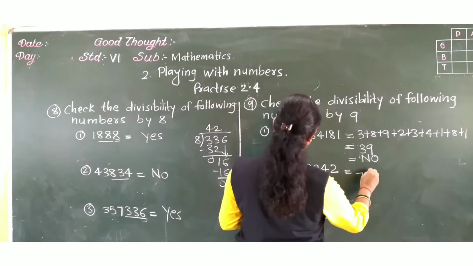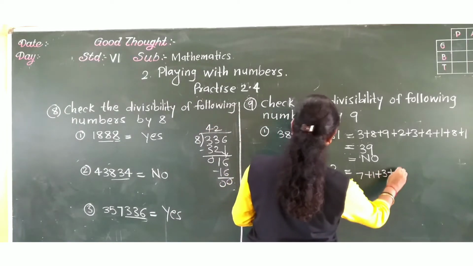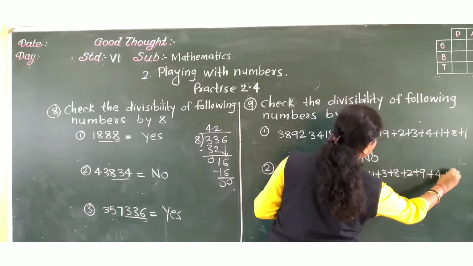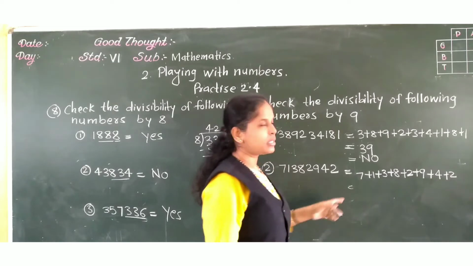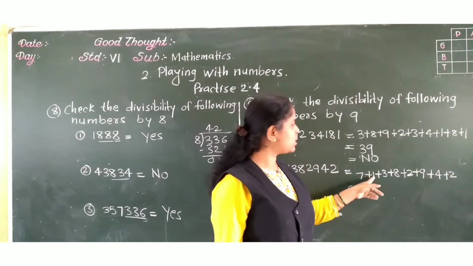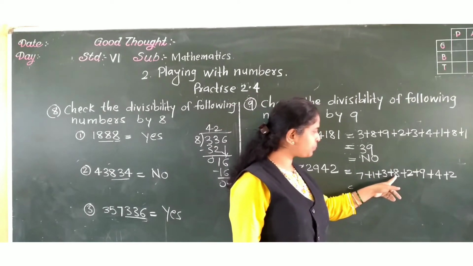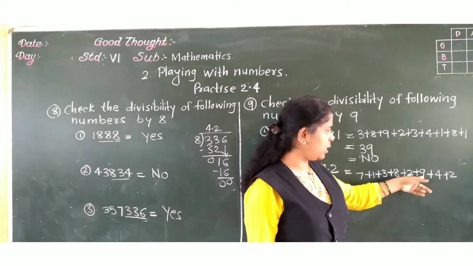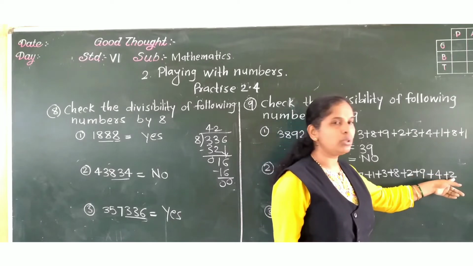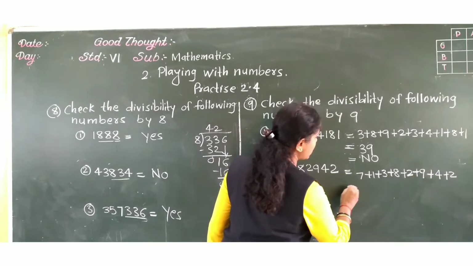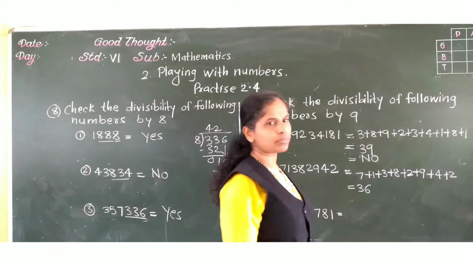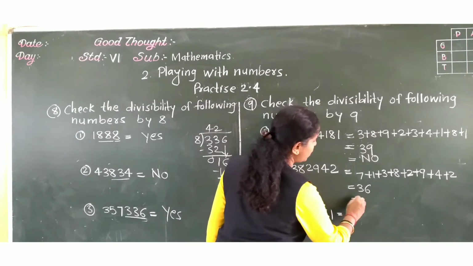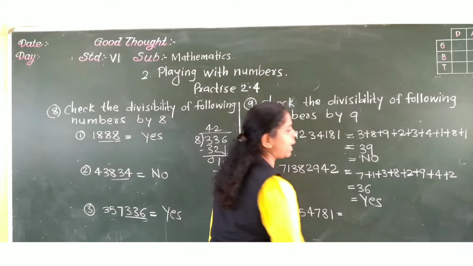7 plus 1 plus 3 plus 8 plus 2 plus 9 plus 4 plus 2. 7 plus 1, 8, plus 3, 11, plus 8, 19, plus 2, 21, plus 9, 30, plus 4, 34, plus 2, 36. Now 36. Is it there in 9's table? Yes, 9 4s are 36. That means this whole number is divisible by 9.